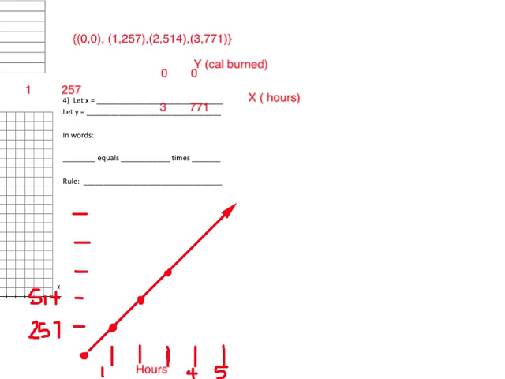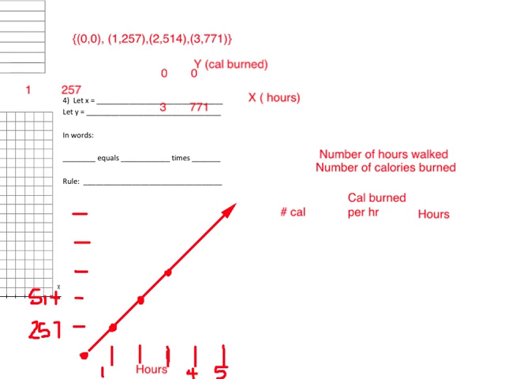So now I'm going to go over to example 4, or part 4 of this example, and we are going to let x equal the number of hours. That's what I have here, so I'm going to write that here. And let y equal the calories burned, so I'm going to put that here. And remember that this step is called defining the variables. So I've defined my variables. X is the number of hours walked, and y is the number of calories burned.